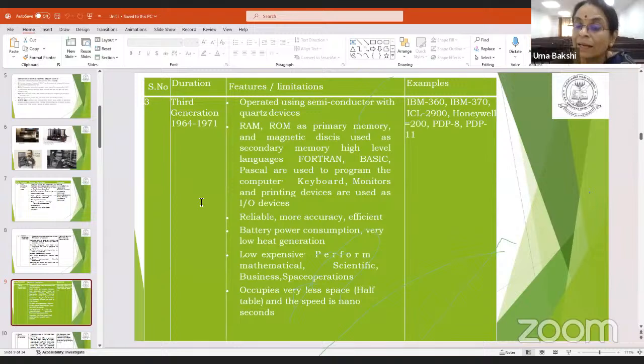And they even had software called Fortran 4, Basic, COBOL. All these are the software that were used. Also, the keyboard, monitor, printer, all these things came in the third generation computer. Prior to that, there were no keyboards and other things.